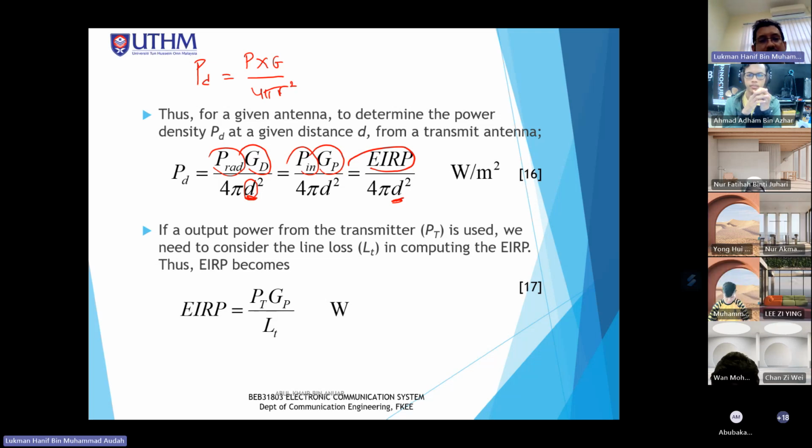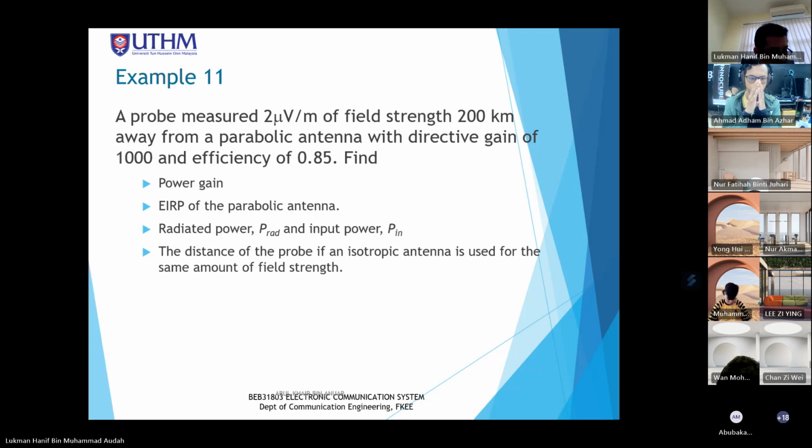If we have a loss, that means P times G is divided by the losses. We are going to see about this parameter later. And maybe we can do this example first.